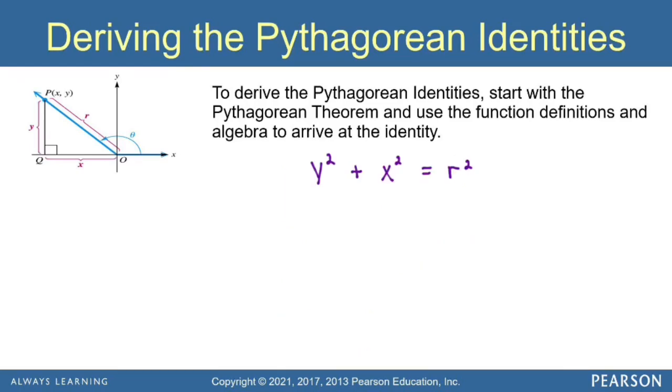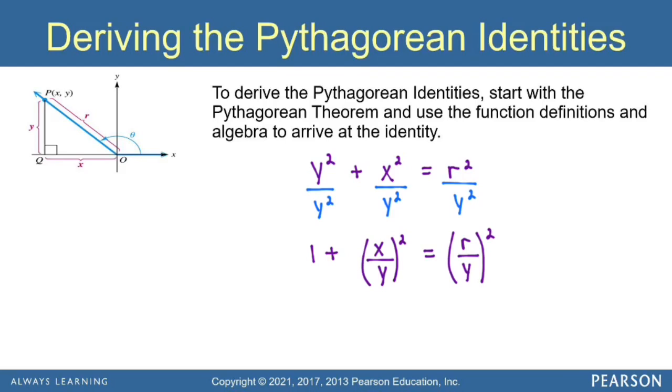And then let's go one more time. We'll start with our basic Pythagorean theorem. And we've already divided through by r squared the first time, and then we did x squared the second time. So this third time, let's divide through by y squared. And so now we see y squared over y squared is 1. Here, x squared over y squared can be written as x over y in parentheses all squared. And on the right side, r squared over y squared can be written as r over y in parentheses all squared.